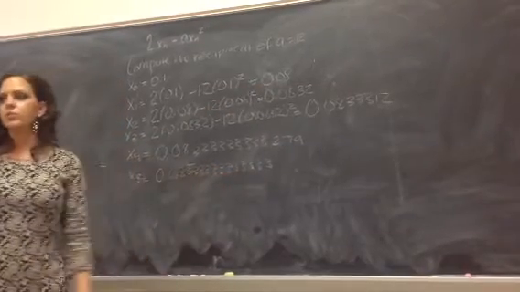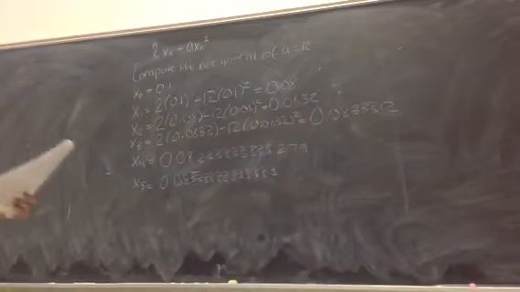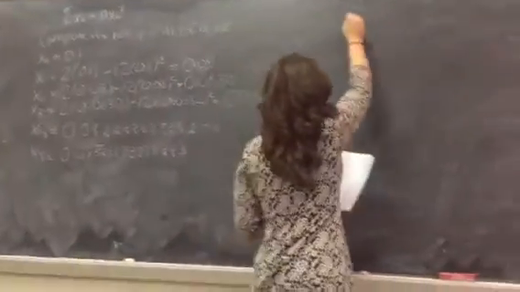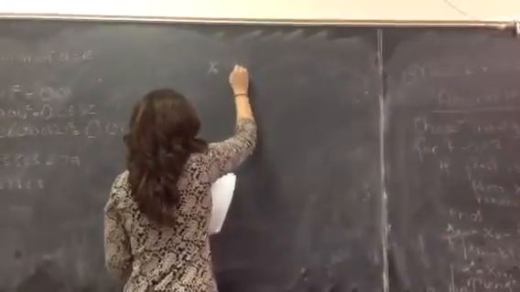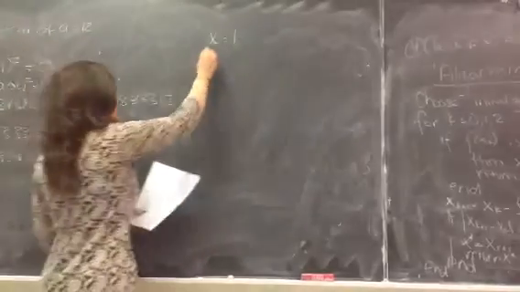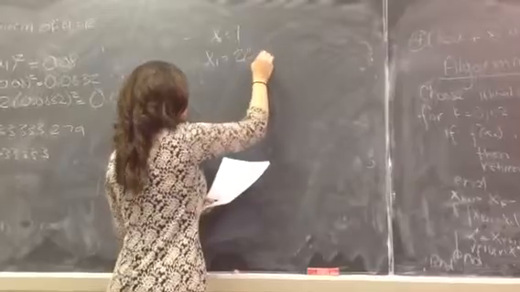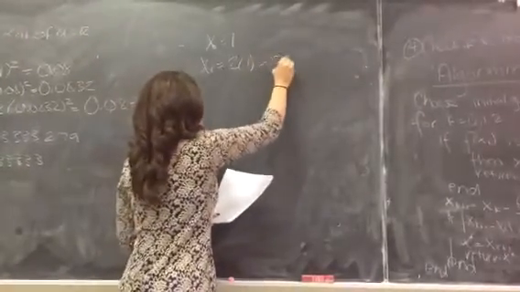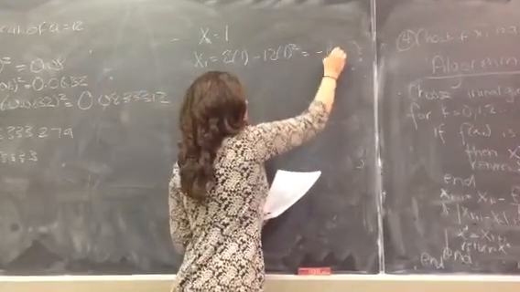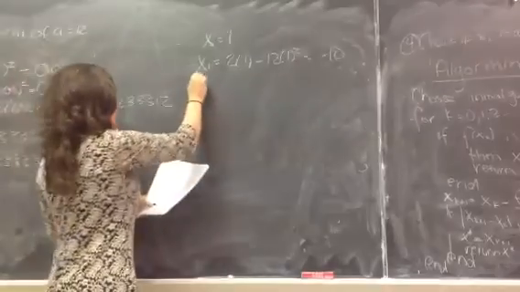Then you would just converge one iteration sooner. But say we choose x of 0 equal to 1 instead of 0.1. So we can plug this in now. X sub 1 is equal to 2 times 1 minus 12 times 1 squared, and we get negative 10. All right, so now we can plug negative 10 in.